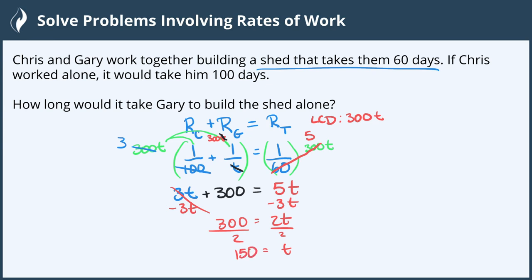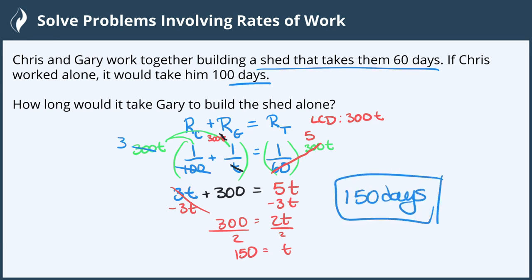Let's go ahead and label this since we are working with an application problem. Because the time is being measured in days, this means that Gary would take 150 days to complete a job all by himself. And we're all done.